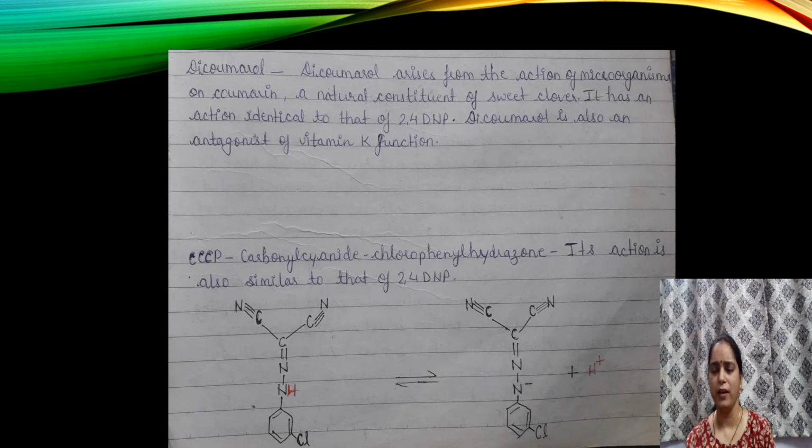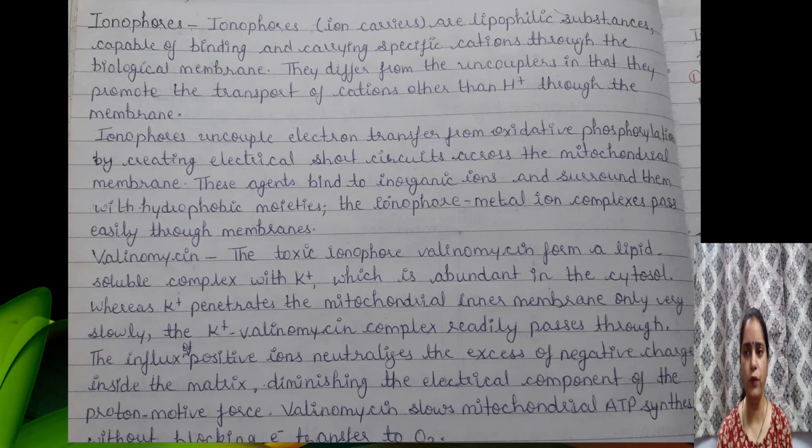That means outside the mitochondrial matrix, they pick up a proton and are converted into the protonated form, then diffuse within the inner mitochondrial membrane and enter the mitochondrial matrix, and then again release the proton. So there is no proton gradient formation across the inner mitochondrial membrane. Next, ionophores. This is the next category of uncouplers or inhibitors, that is ionophores.